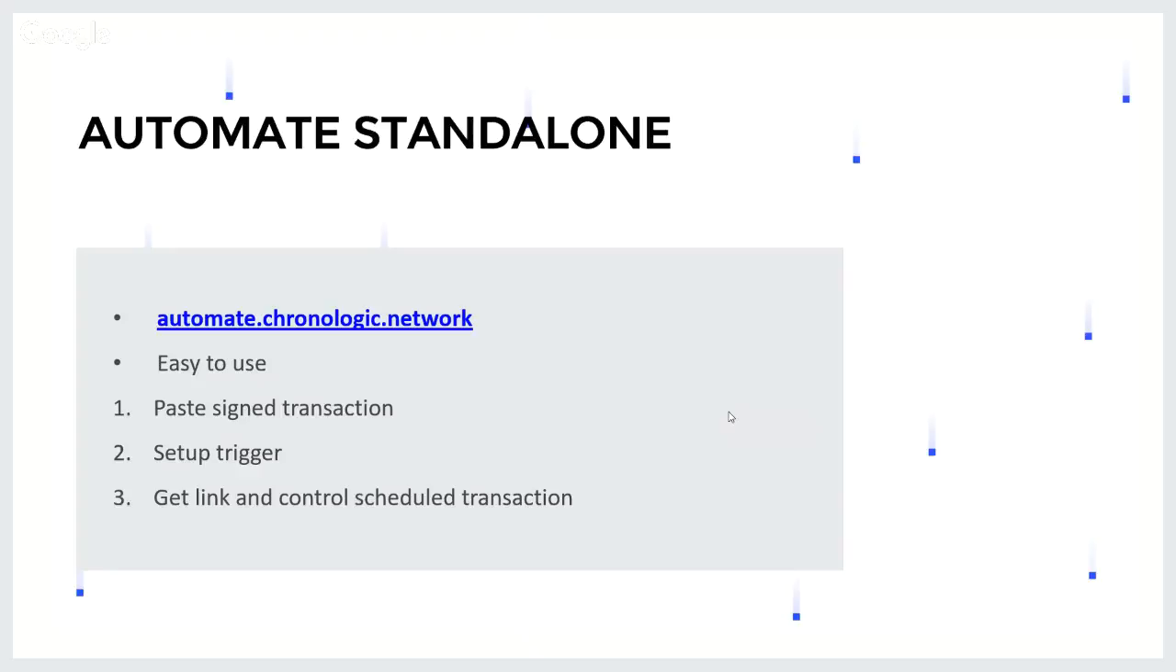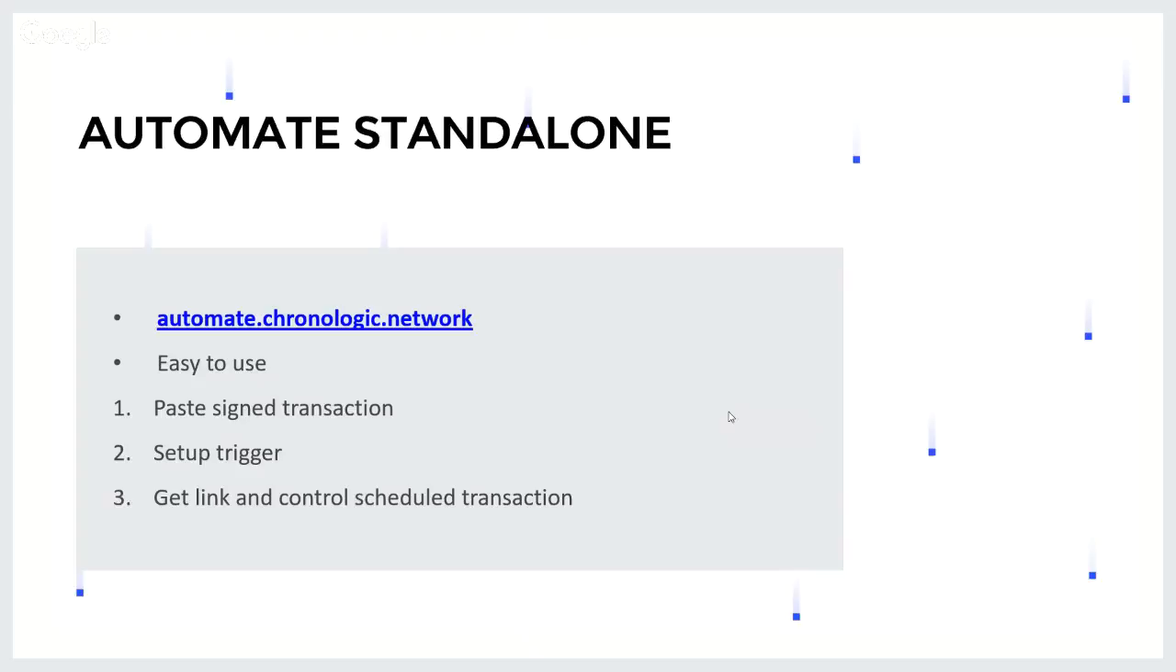And when we talk about triggers, for example, it could be when you receive some tokens, when your balance of tokens reaches a certain point, or when your ETH balance reaches a certain point. So these are possible triggers right now.